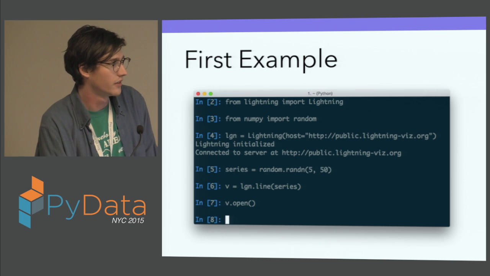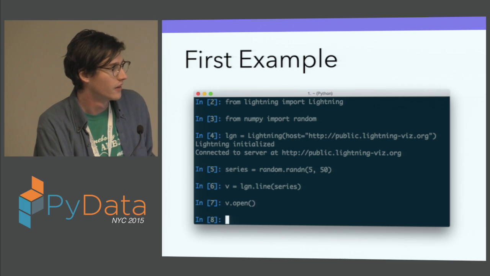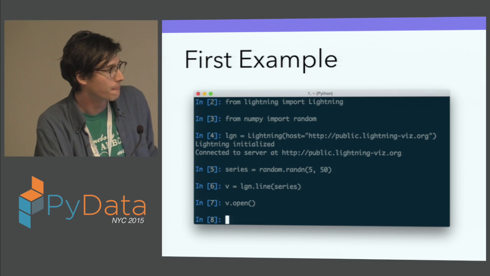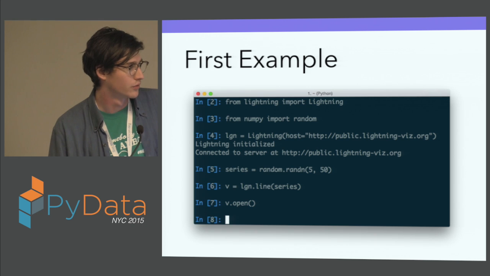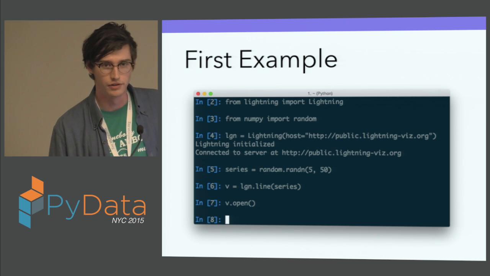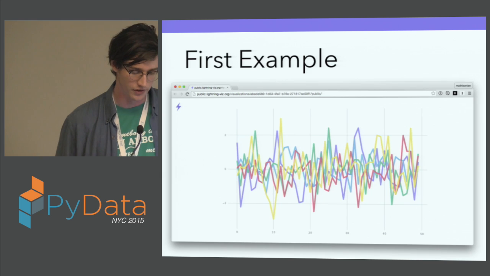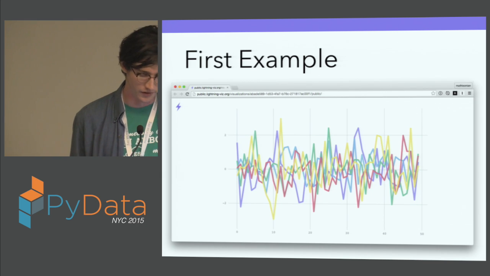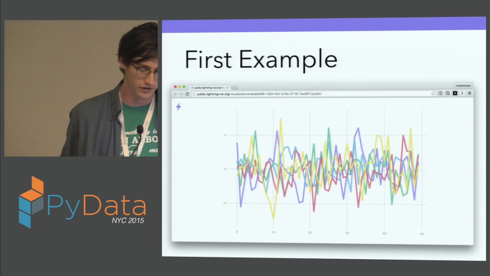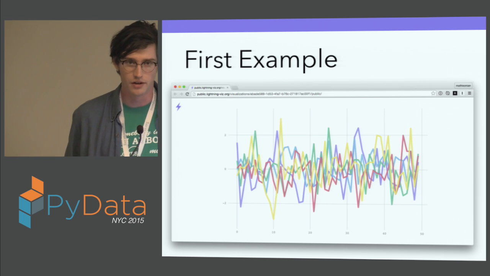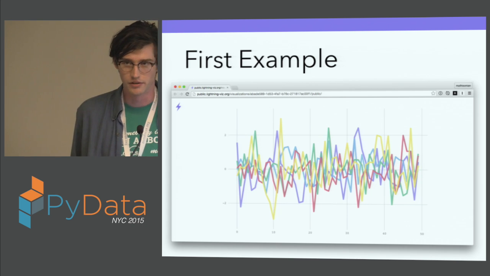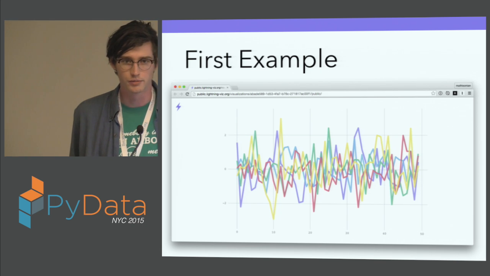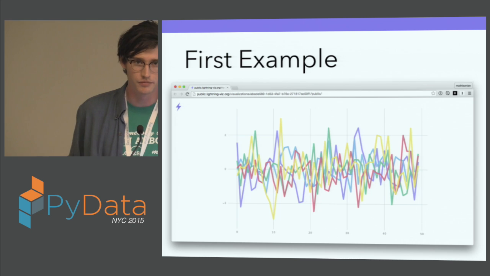Then I create some random data using NumPy's random function, and I plot a line plot. That line, v equals lgn.line, is what's actually plotting it. We get a reference to the plot, and then we can call open, and it'll open it in your browser like this. And since we're using the public server, you have a link that you can send to people. On the public server, these are all anonymized in the same way that GitHub secret gists work. So no one can find your visualizations, but if you share the link, then people will be able to access them.